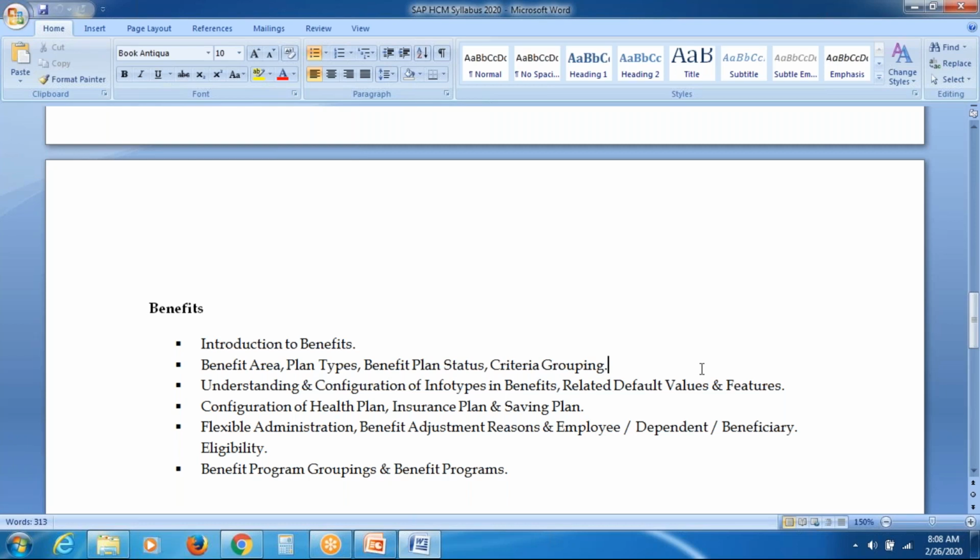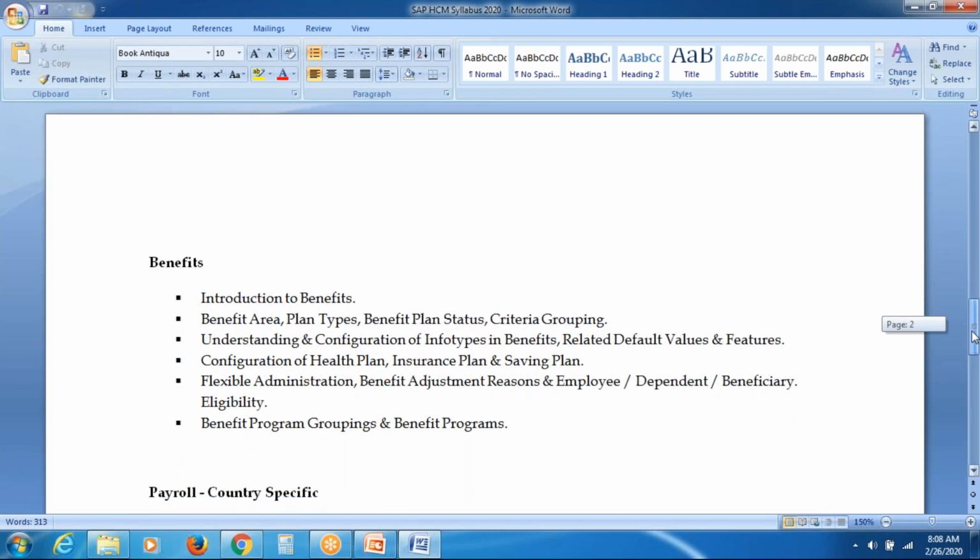And then in SAP HR, we are going to configure. As a part of this course, we are going to discuss the introduction to benefits, then configuration of the benefit area, benefit plans, benefit plan status, criteria grouping, and then understanding and configuration of infotypes in benefits, related default values and features, configuration of the health plans, insurance plans, and saving plans, and then flexible administration, benefit adjustment reasons, employee dependent beneficiary eligibility, and the benefit program groupings and benefit programs.